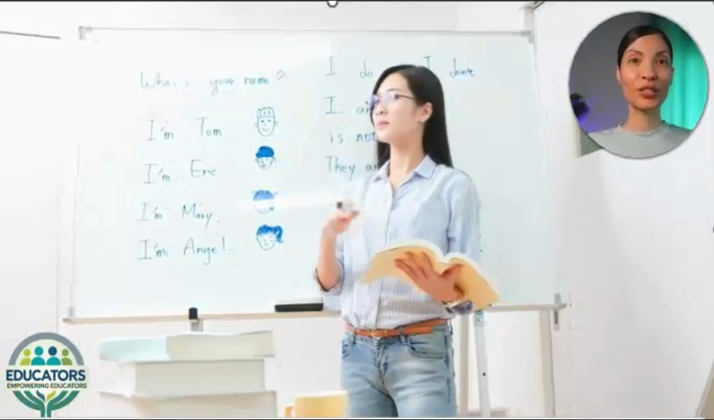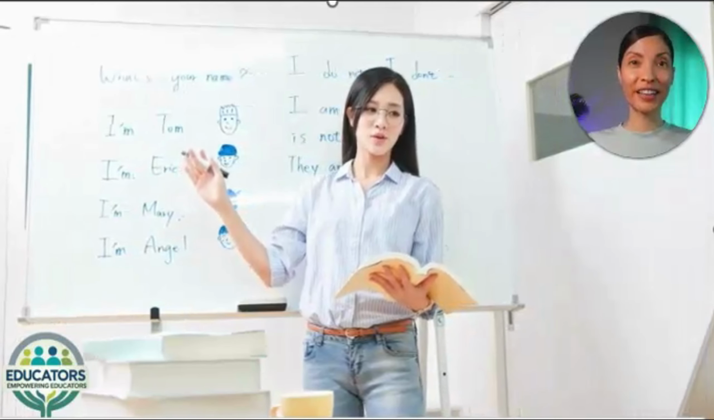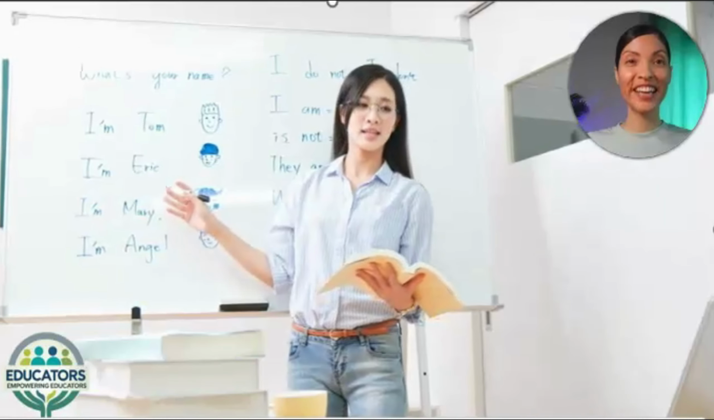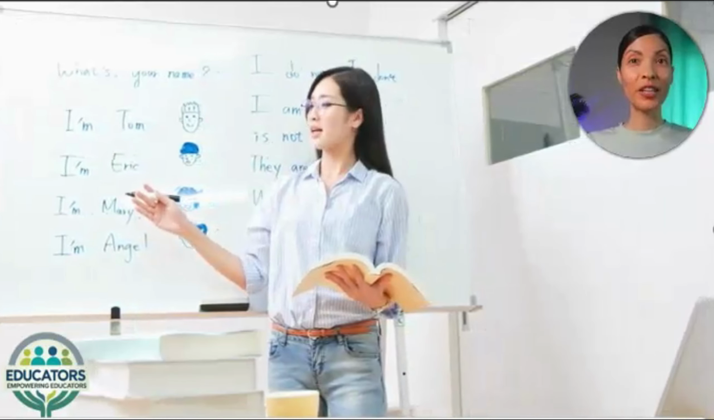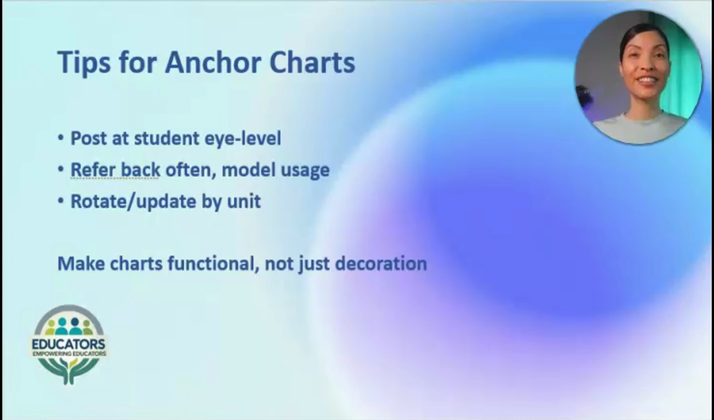Here are some additional tips for anchor charts. Tip number 1, post them at students' eye level so they're accessible. Tip number 2, remind them how to use it. Revisit it often, and students will too. Tip number 3, rotate or update charts by unit, so the walls reflect what they're currently learning. These small tips make anchor charts functional tools, not just decorations.